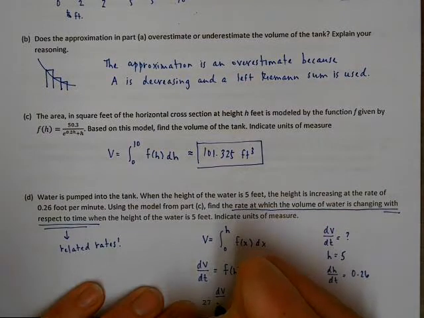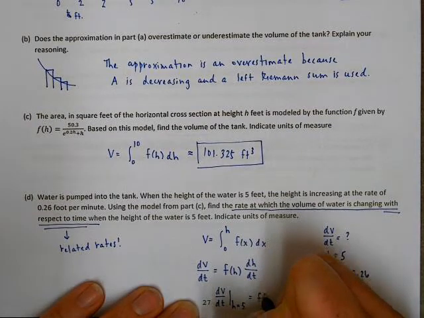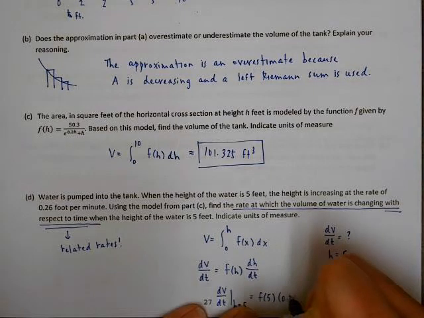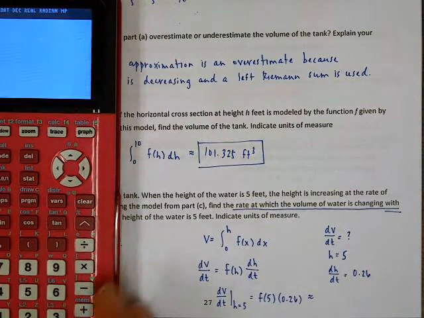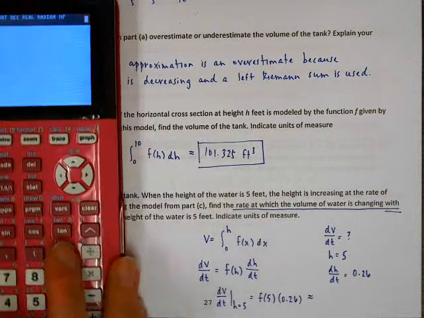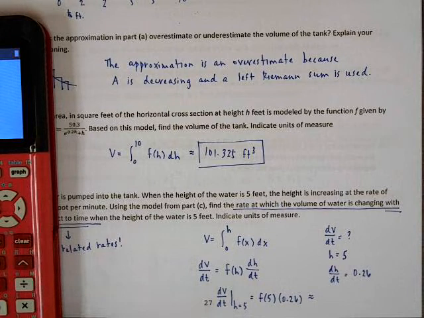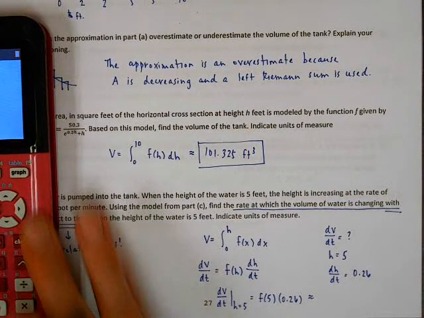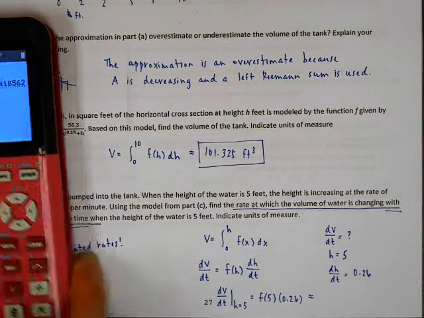So we're looking for dV/dt when the height is 5. That's going to be equal to f of 5, and I'll use my calculator to figure that out. And then dh/dt, we said it was 0.26. So we're going to go ahead and calculate this out. So let's see, f of 5, I have 50.3 over e to the 0.2 times 5, plus 5, and I'm going to multiply that by 0.26. Sorry, you couldn't see any of that.